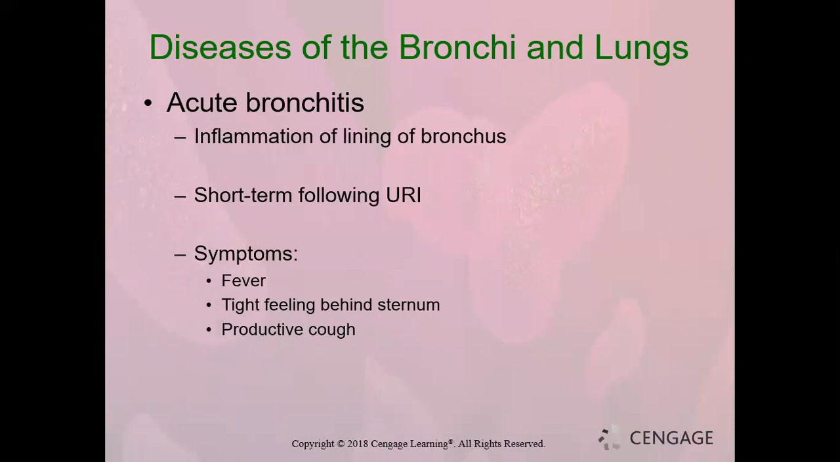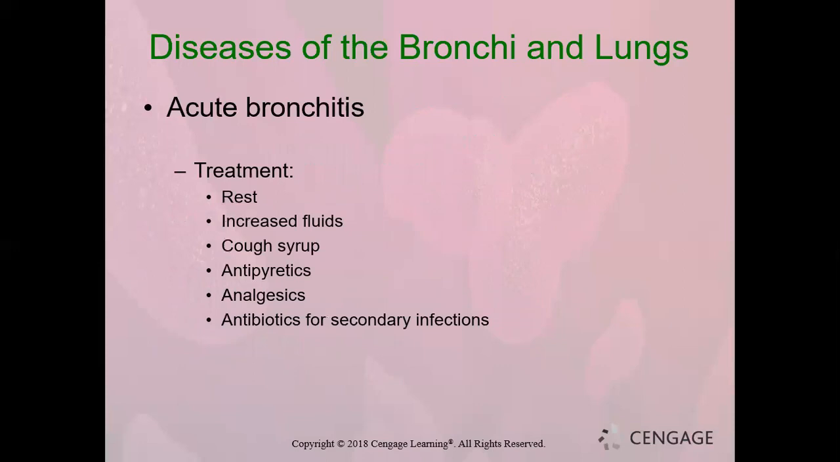Acute bronchitis is an inflammation of the lining of the bronchus. This is short-term, usually following an upper respiratory infection, and they're going to have a tight feeling in their chest, and a productive cough, and a fever. Treatment is rest, increased fluids, cough syrup, kind of the same as before. Medicine for fever, medicine for pain, and antibiotics for any secondary infection that they might get.